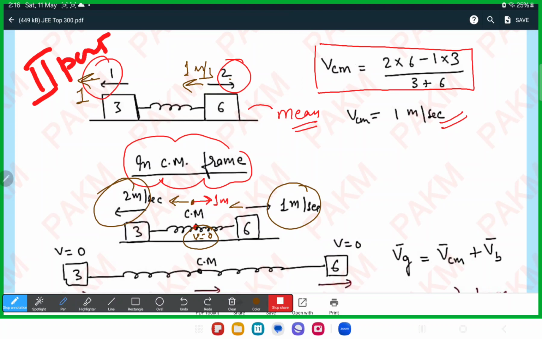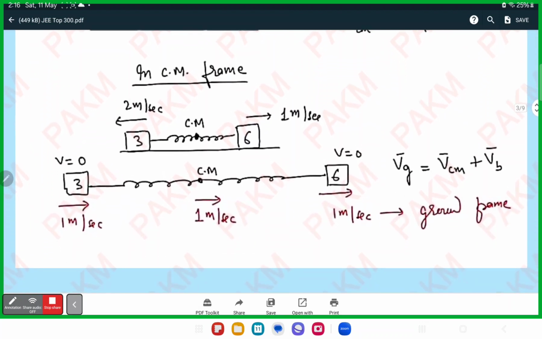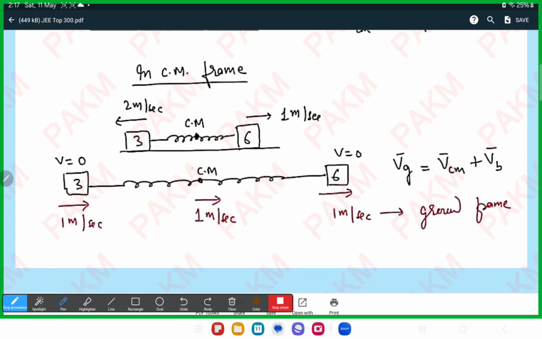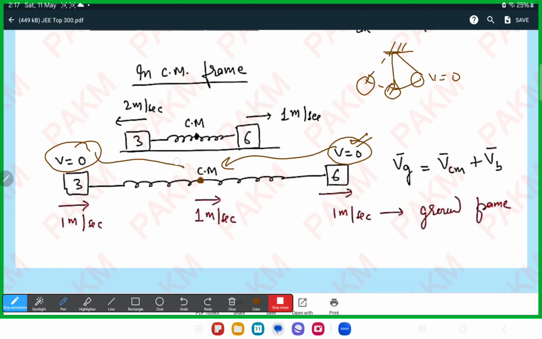Now, the next important thing is, you know very well, at maximum compression, with respect to center of mass, both will be at rest. Both will be at rest because maximum extension means both go to the extreme position. I told you already, once it goes to the extreme position, then the velocity will be 0, as with the pendulum I told you already. So here the velocity will be 0 with respect to the center of mass frame.